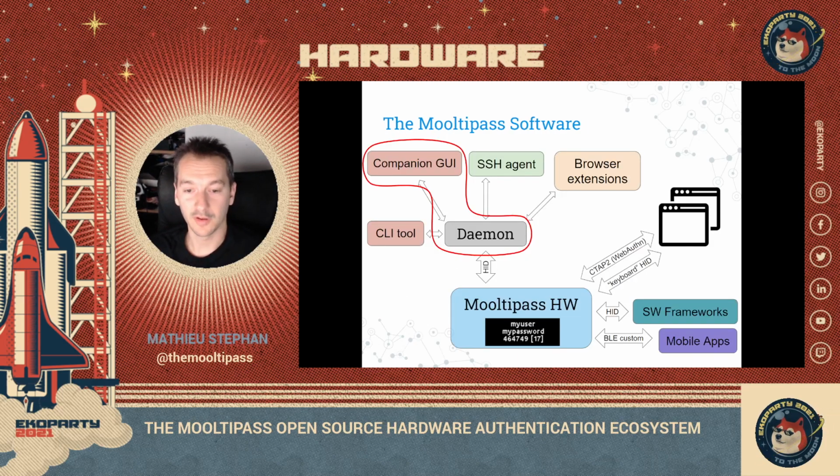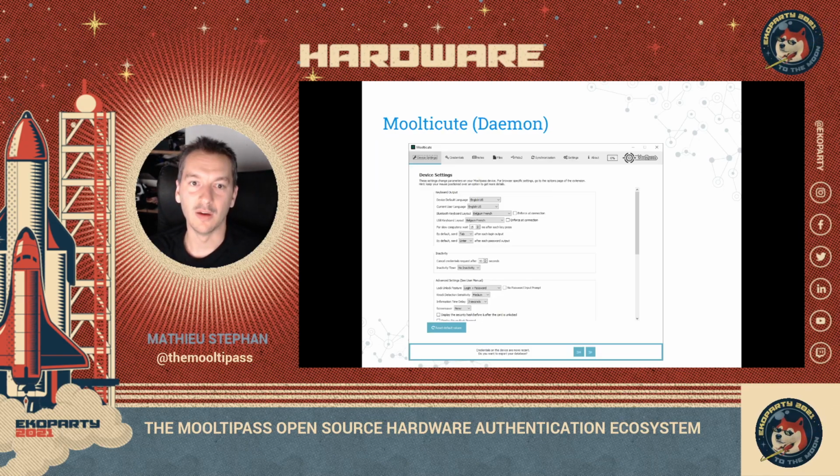On the software side of things, we talked about the device, now we're going to talk about the software. We're going to talk about Multiqt. Multiqt is cross-platform, Windows, Linux, macOS, software that is based on a daemon and a GUI. This allows you to completely change the different settings of your device. As you can see here, you can change the inactivity timers, the language, the layouts, a whole bunch of settings you can change.